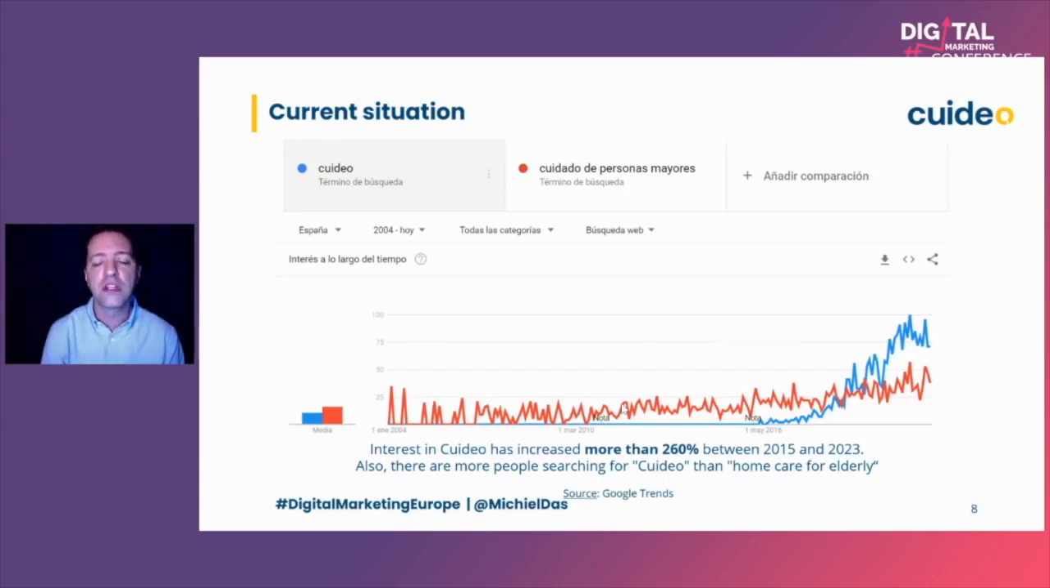So as you can see here on Google Trends, these are the searches for Quideo versus, it's in Spanish, but home care solutions, right? So we are 3 times at the volume of the general search for home care solutions, right? And our brand awareness has increased by 160% in just a few years, right? So we have a lot of people going to our website. As I said before, most of them are coming through their mobile phones, right?